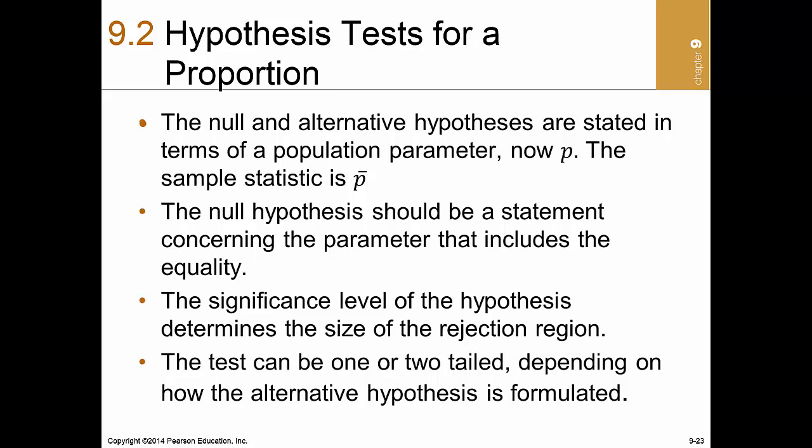The null hypothesis should be a statement concerning the parameter that includes the equality. The significance level determines the size of the rejection region. And finally, the test can be one or two-tailed depending on how the alternative hypothesis is formulated.